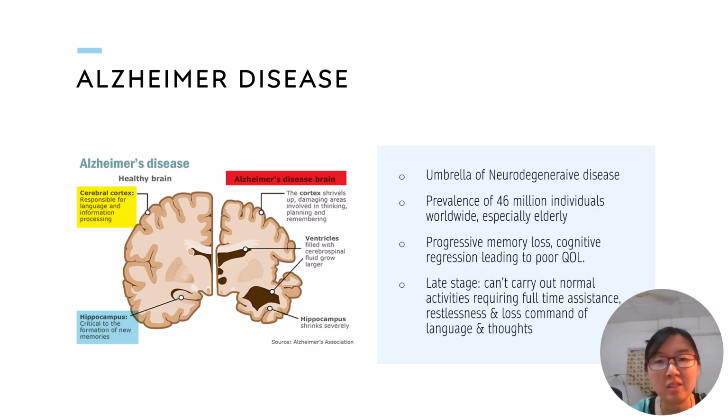Now let's go into Alzheimer's disease. It's one of the neurodegenerative diseases affecting 46 million individuals worldwide, especially the elderly. Its symptoms are progressive memory loss and cognitive regression leading to poor quality of life, and in the later stage, patients can't carry out normal activities, which requires full-time assistance, and have restlessness and lost command of language and thoughts, which also affects the quality of life of their caretakers.